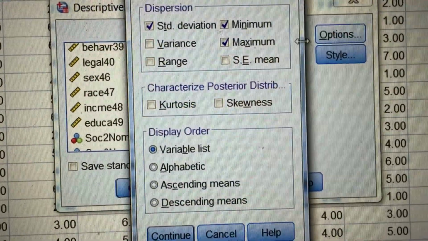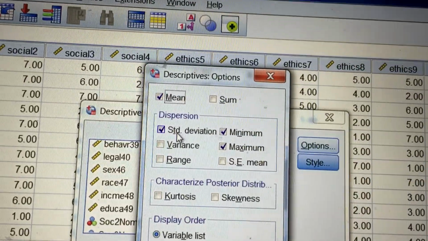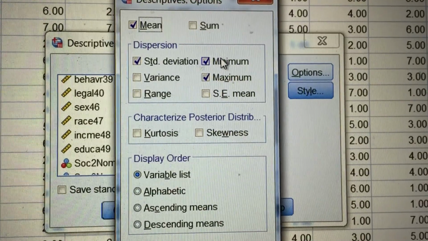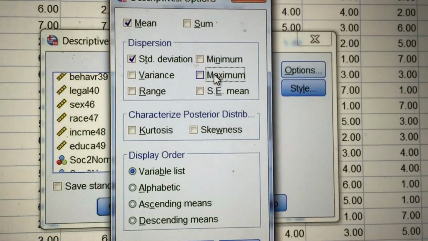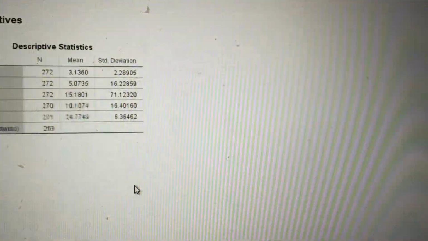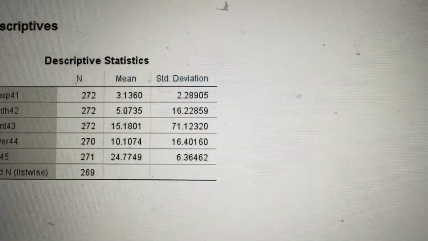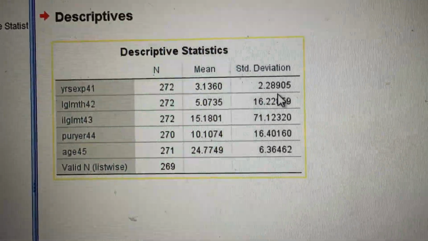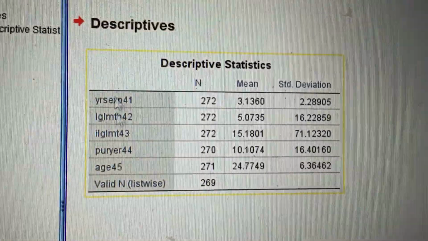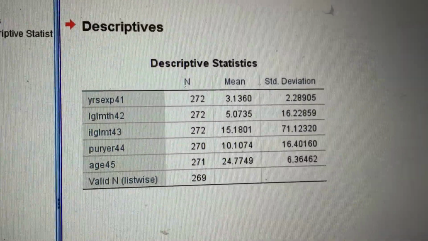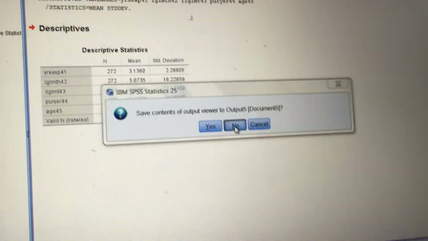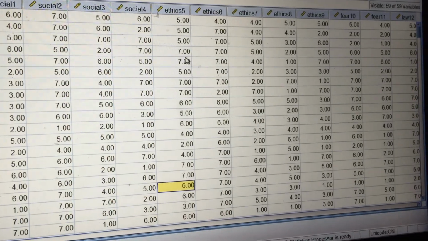Under Options, I once again want the mean and the standard deviation for the measure of central tendency and the measure of variability. I don't need the min and the max. I've got what I need. I'm just going to click Continue and OK. And there we have it. On that little chart, I have the measure of central tendency, the mean, the measure of variability, which is standard deviation, for all of our ratio level questions. So I'm going to close this out. And on the survey that you all are doing, we don't have ordinal level data, so I won't do that.